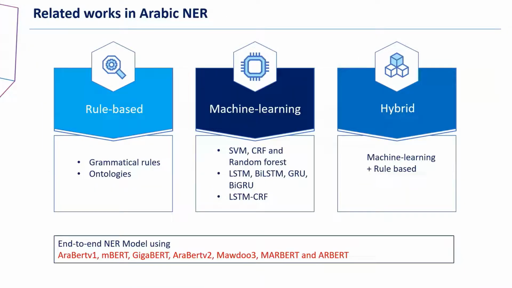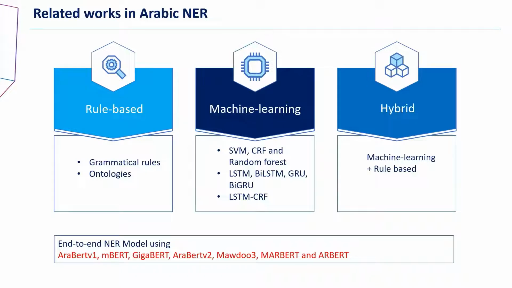The work in Arabic NER is not actually new. A lot of researchers started this work and made a lot of good contributions in this field. There are three main types, as I read in the literature: rule-based, machine learning, and hybrid models. The rule-based ones, some of them, are using just grammatical rules or ontologies.